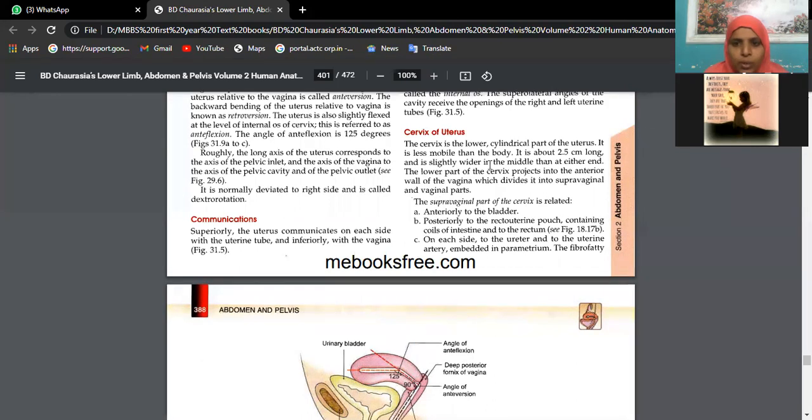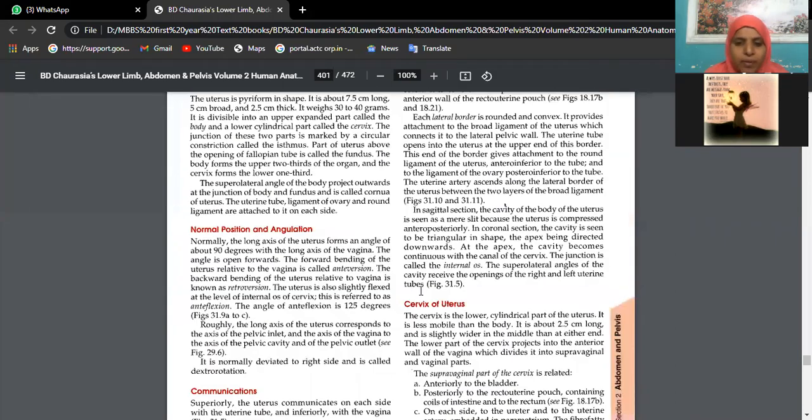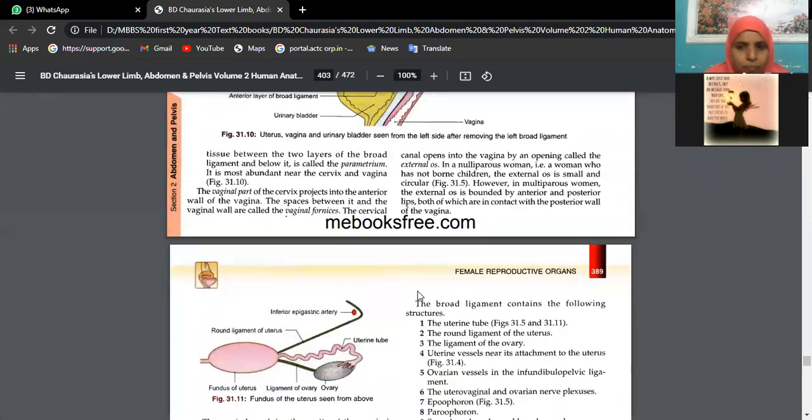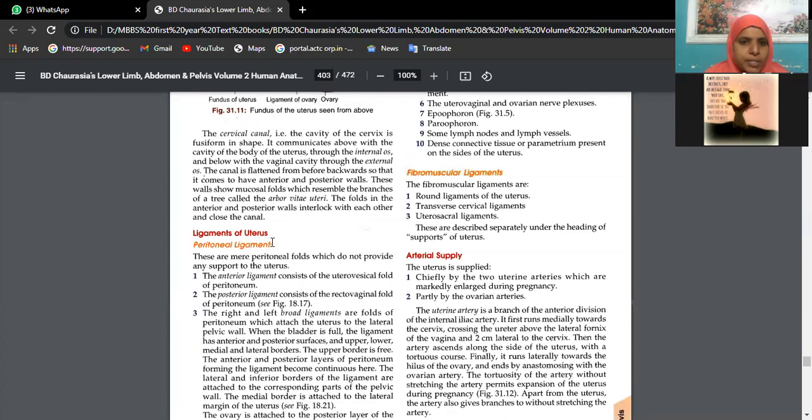So I told you more than what is given here. You just read once. Then after that we have the cervical canal. I also told you about the external os, internal os, and arbor vitae, everything.